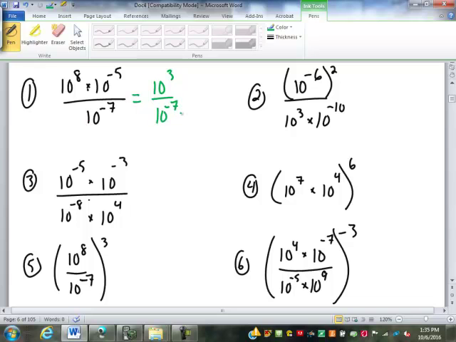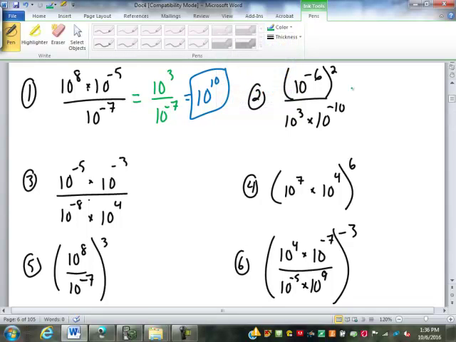When we divide now, questions? When we divide now, 10 to the 3rd divided by 10 to the negative 7th, what do we do with the powers? Subtract. What is 3 minus a negative 7? 10. So that's 10 to the 10th.